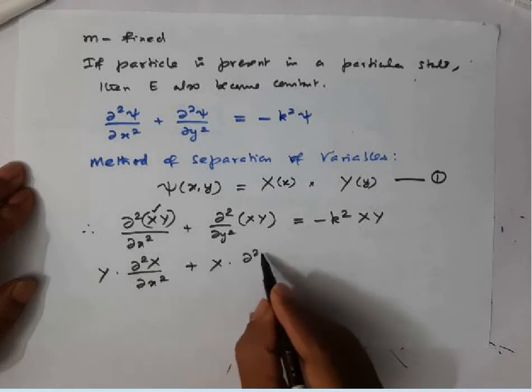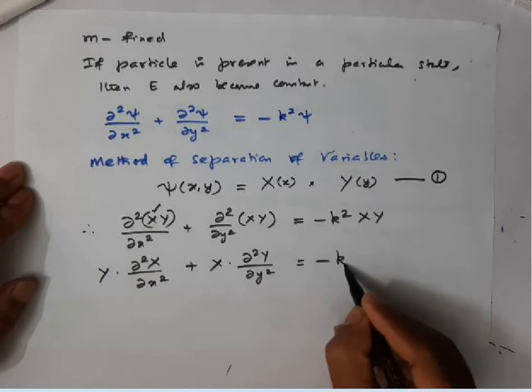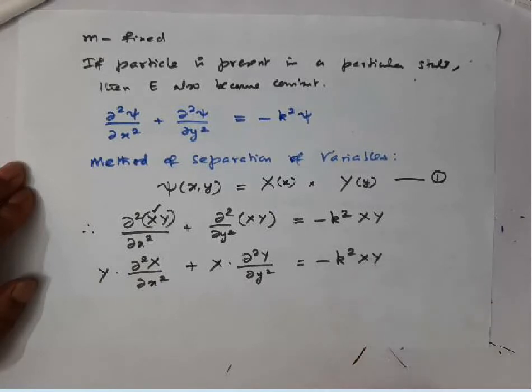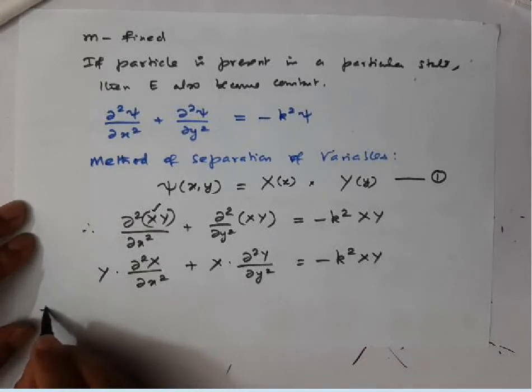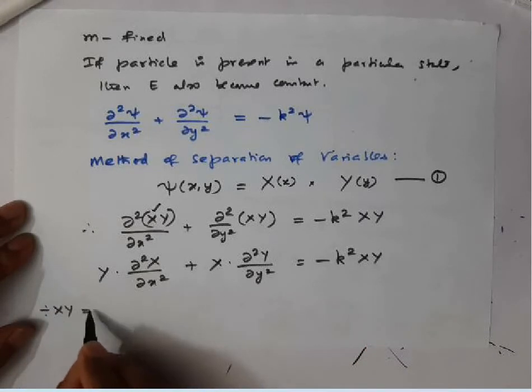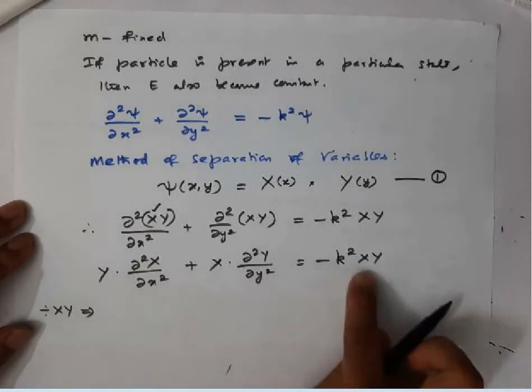X into ∂²y/∂y² equal to minus k² x into y. Right, now I will divide throughout the equation by xy. If I divide throughout the equation by xy, what will happen? So I will divide here by xy, here by xy, here by xy.